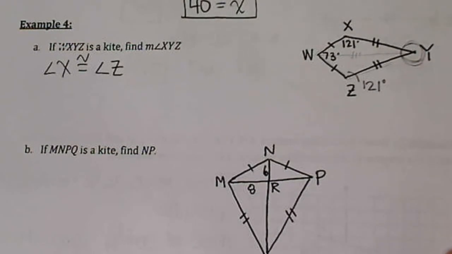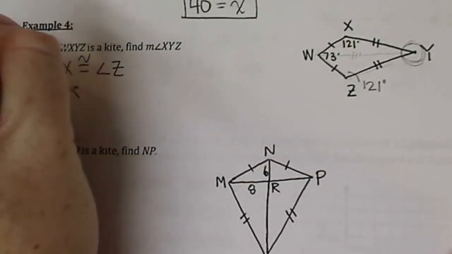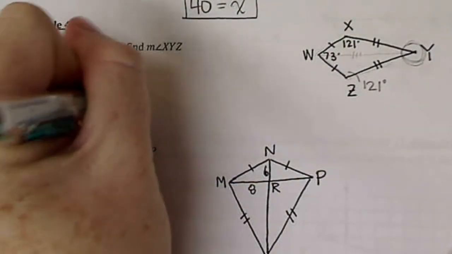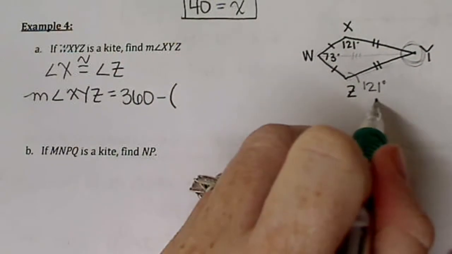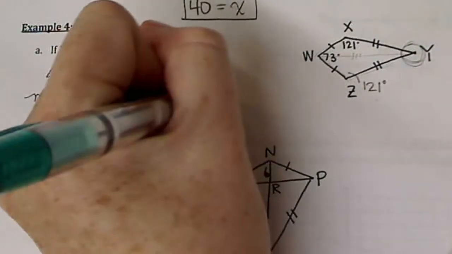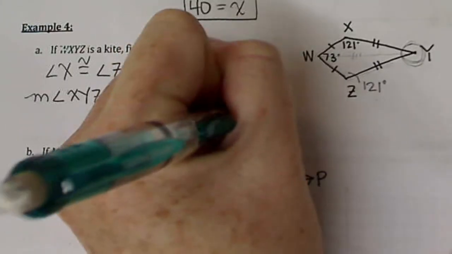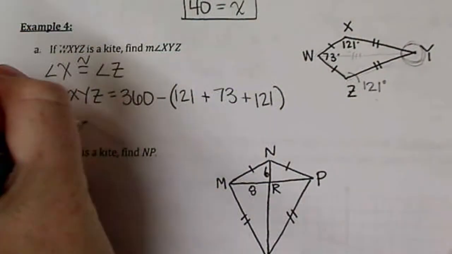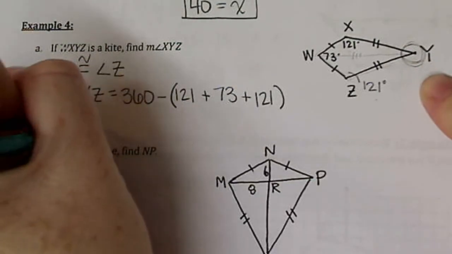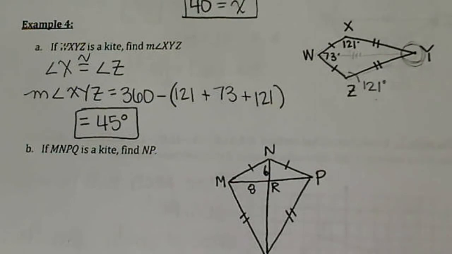How many degrees are in a quadrilateral? If you said 360, you are right. So we can set up a simple equation. 360 minus 121 plus 73 plus 121. And angle Y, or angle XYZ, you should get 45 degrees. Excellent.